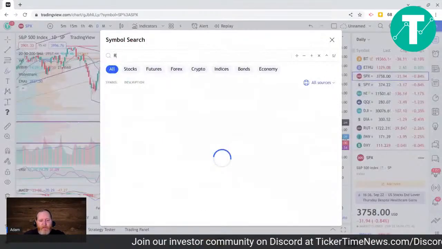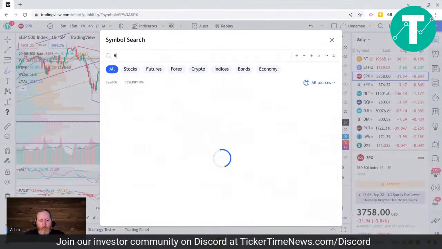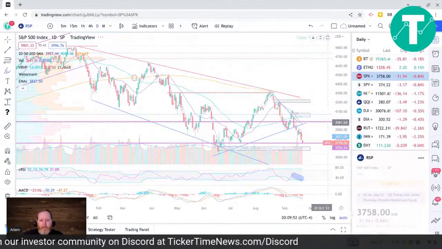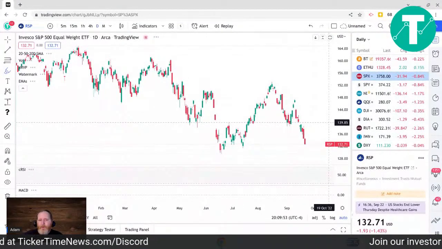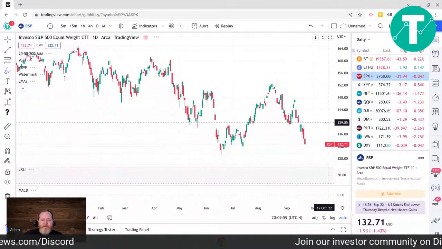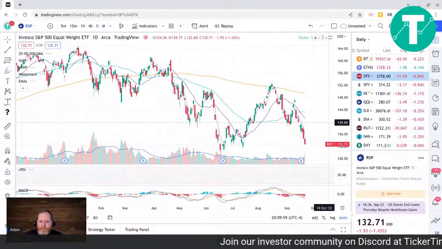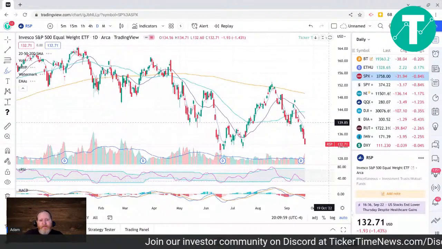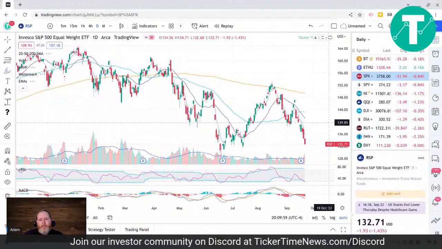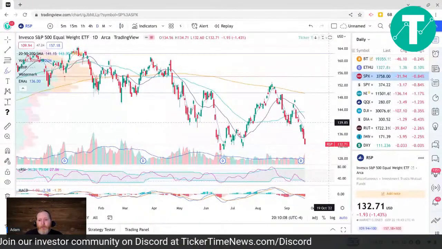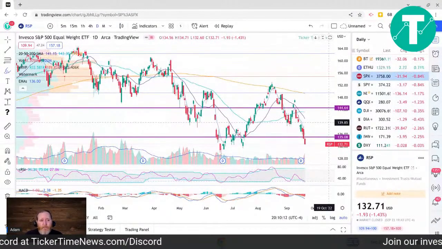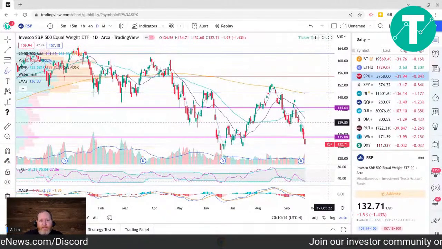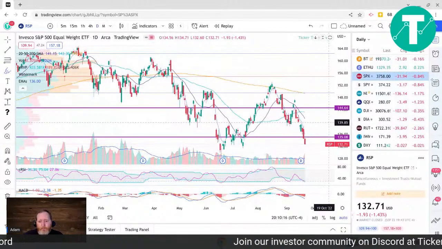Ticker symbol is RSP. This is the ETF to use. I know I always shout out the Mega Cap Growth ETF, ticker symbol MGK, for watching those mega caps move. But when you want to see whether or not there's a broad-based move to the upside or downside, this is the ETF that you want to use. RSP was down 1.4% today.